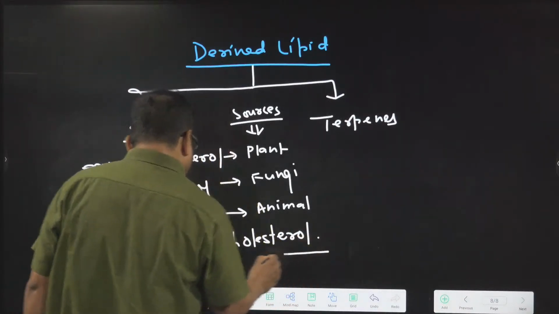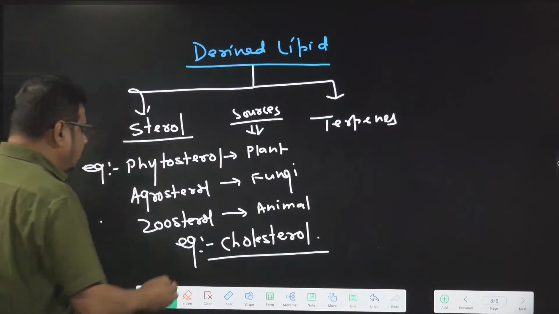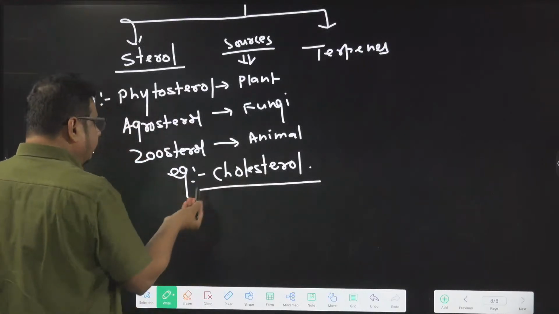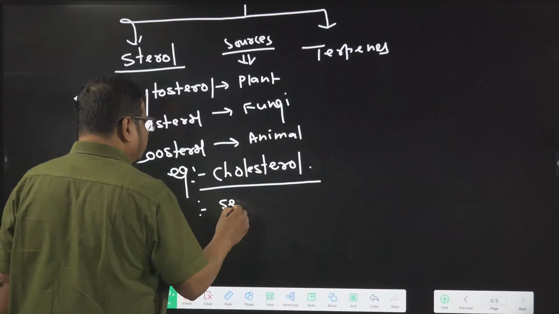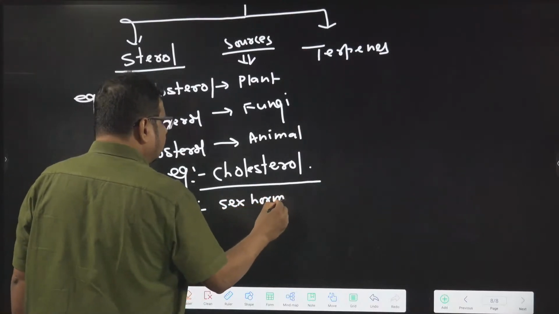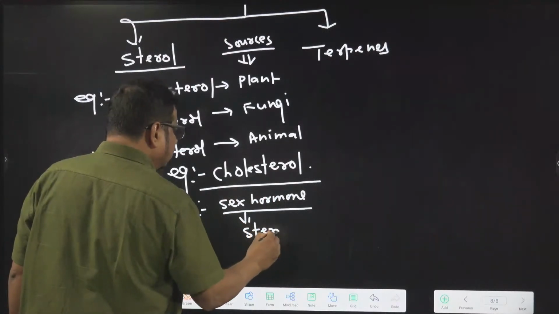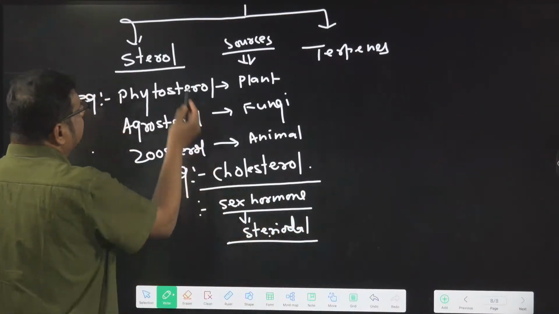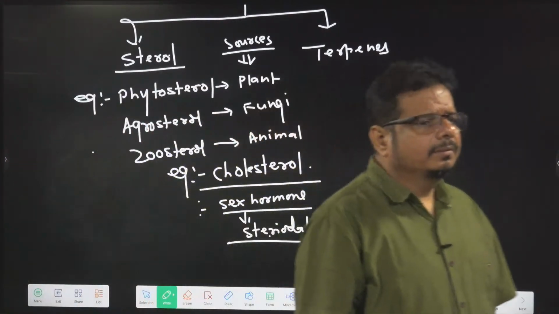So example is what basically? Cholesterol. Cholesterol is an example of which one? Zoosterol. Another example of sterol in nature is what? Sex hormones. It is steroidal, na? It is steroidal. So who are steroidal in nature, what basically? Sterol. Getting the things or not?